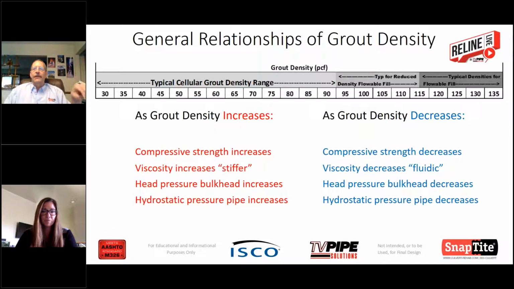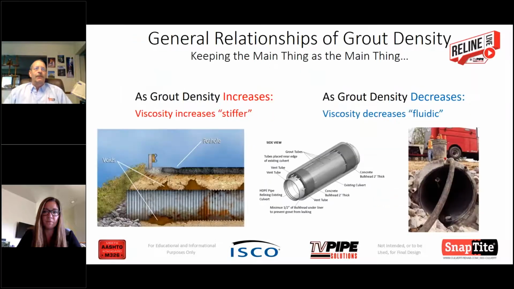Conversely, if your density goes down, your compressive strength goes down, the grout becomes more fluidic, it's easier to pour in place, and your pressures go down on the head walls and on the pipe itself. I'm going to save the compressive strength for last. I want to get kind of the best for last. So we'll first jump into viscosity.